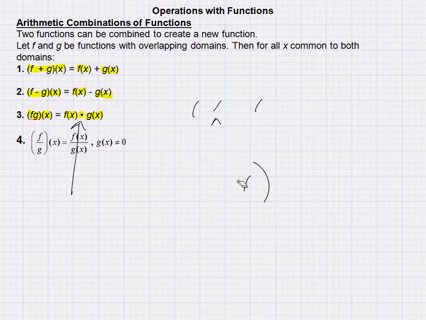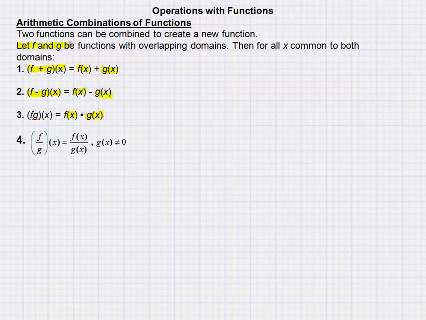Then the other operation we can look at for arithmetic is division. So the division, we usually write as a fraction, but it doesn't have to be written as a fraction, but this would be f divided by g of x. Or just f of x divided by g of x. Now there's a trick to the division one that you just got to worry about, and it has to do with domains, and there's a little bit about that here.